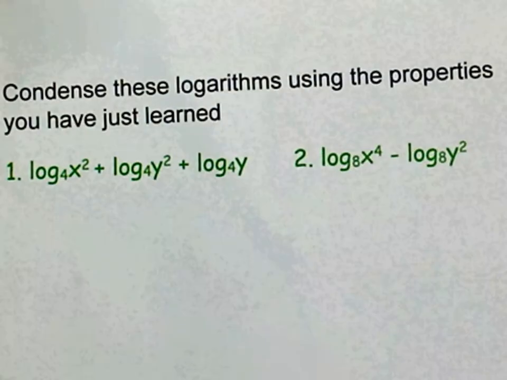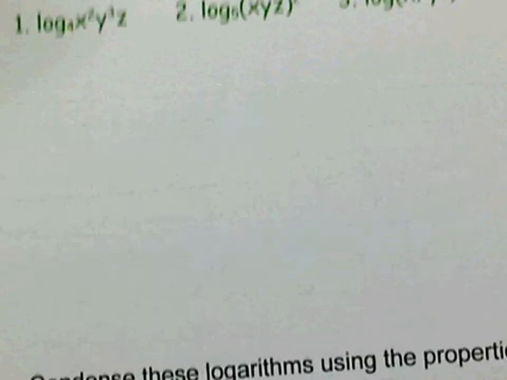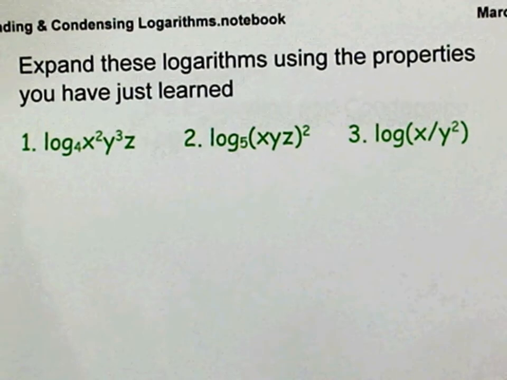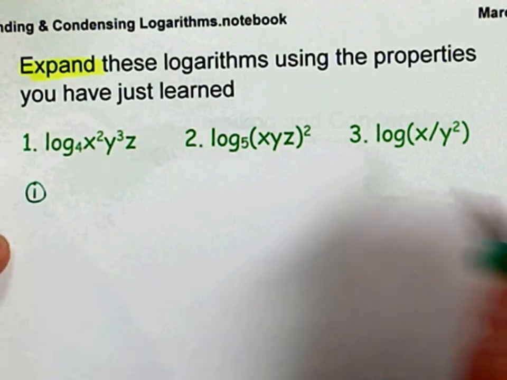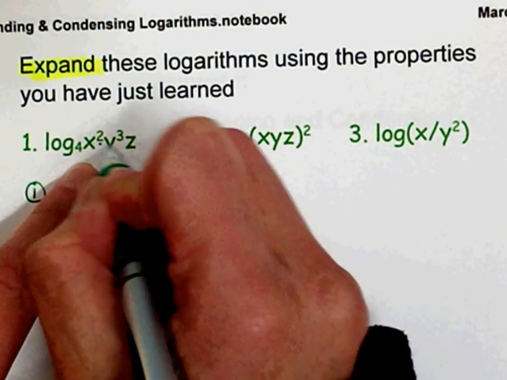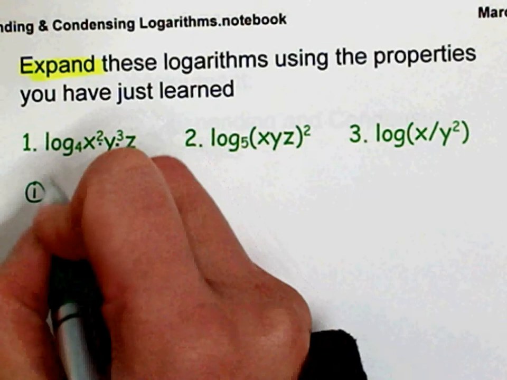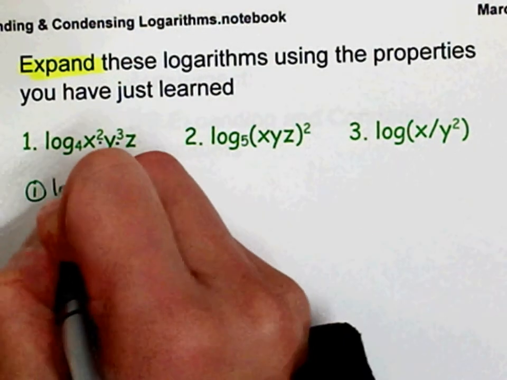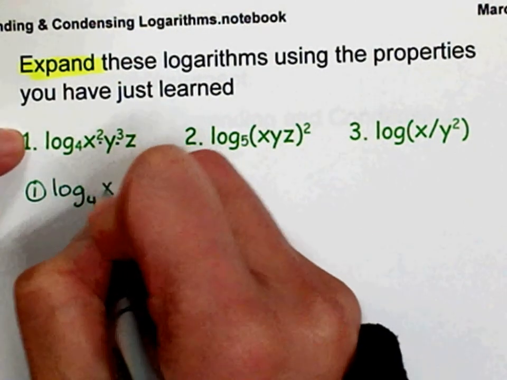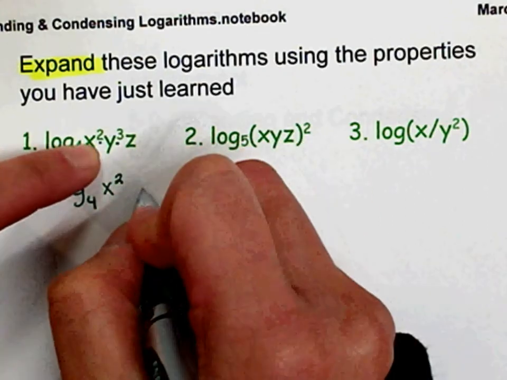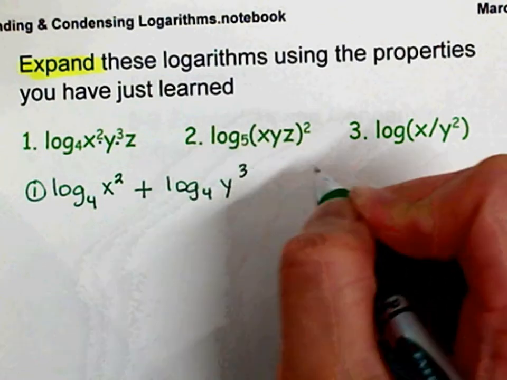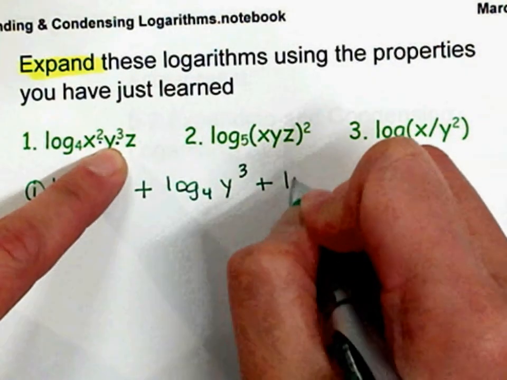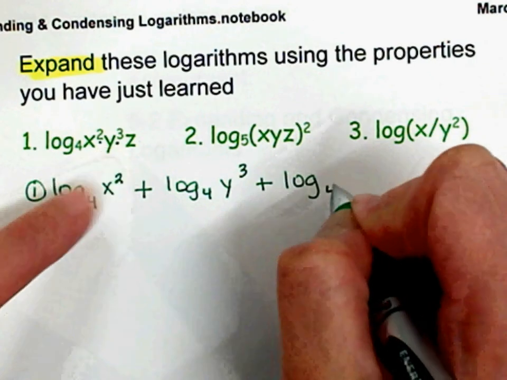All right. Now, knowing that, let's go ahead and do some examples together. First example, we are going to expand. Okay? So number 1, I'm going to do number 1 right here. Notice these are all multiplication. So I'm going to expand, so I'm going to write logs quite a few times. Log base 4 of x squared, what corresponds with multiplication? Plus log base 4 of y to the 3rd plus log base 4 of z.